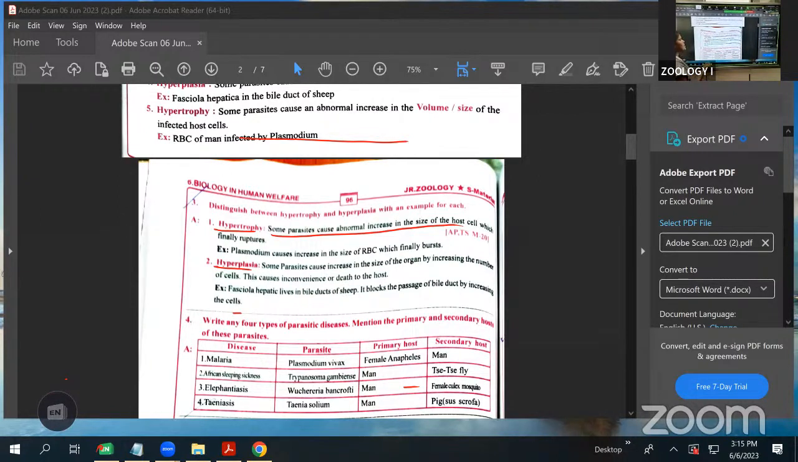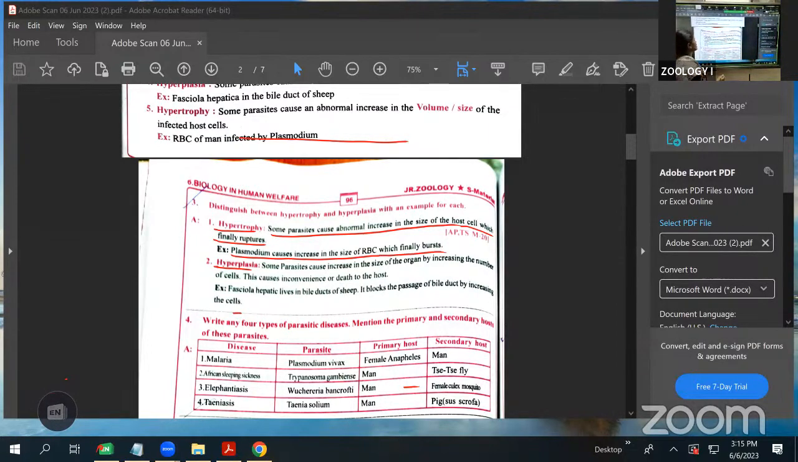That condition is called hypertrophy. In the presence of the parasite, the host cell size is increased. That is called hypertrophy. Finally, the cell swells and ruptures. Here the example is Plasmodium, which increases the size of the RBC. Finally, it bursts and releases the merozoites.